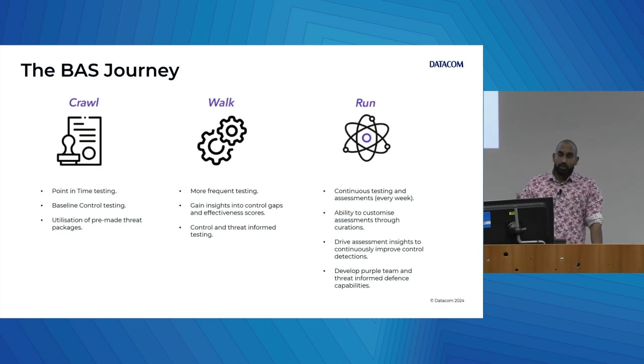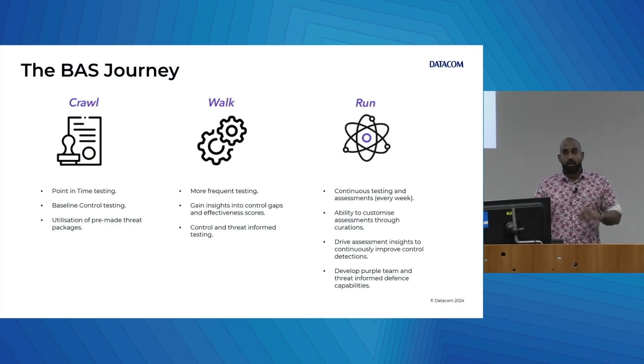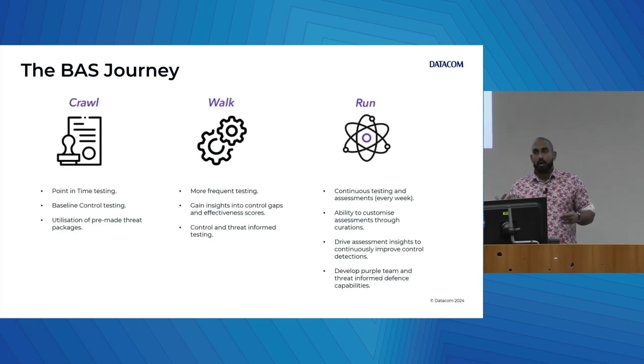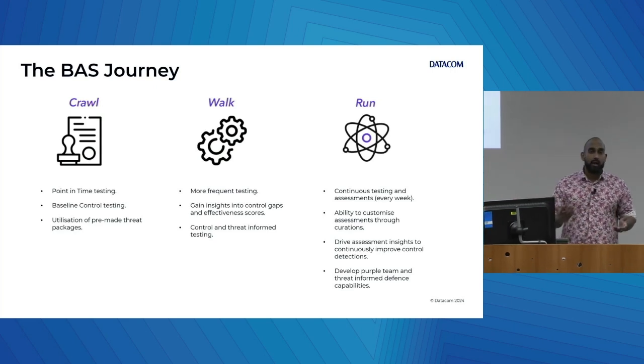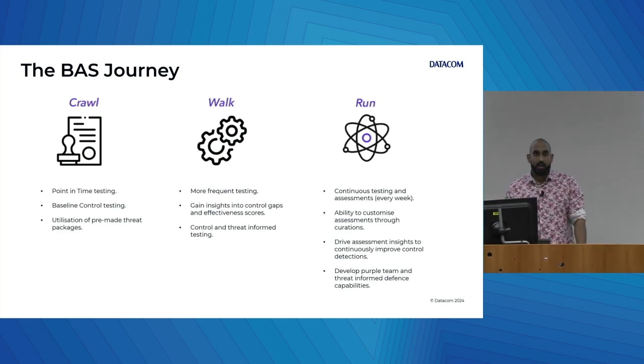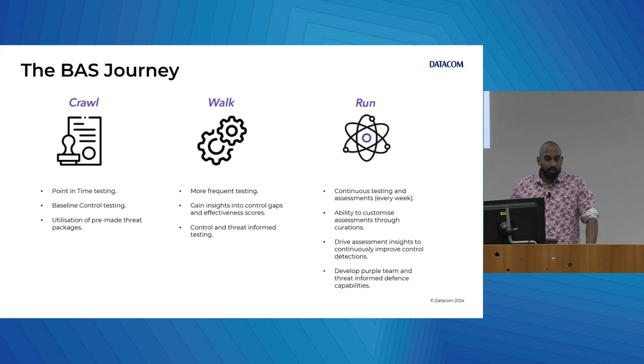And then you get into walk, and that's more frequent testing or assessments. The idea is that it can be run across, say, every month or every quarter. And that's really nice to be able to then help with like the control uplift. So for a blue team, understanding how their detection policies are set, we find really good value with running it maybe, say, once a quarter. And then we have run.